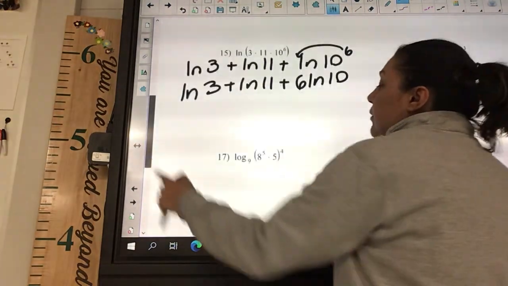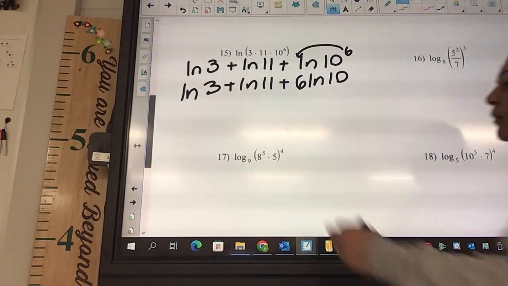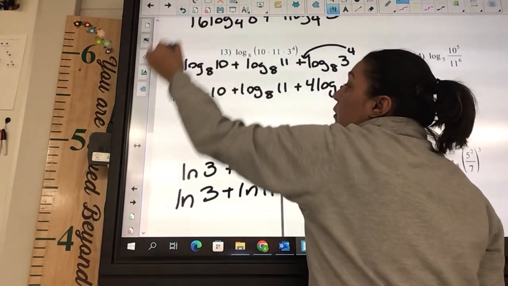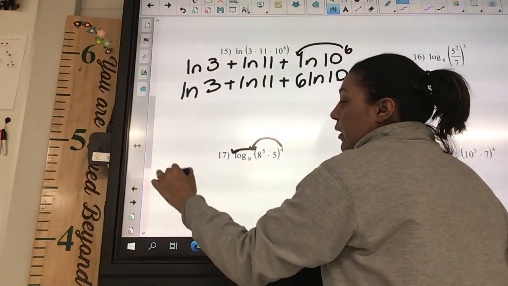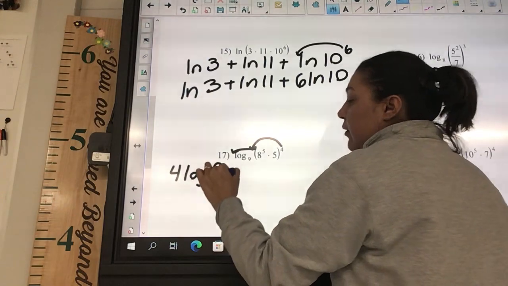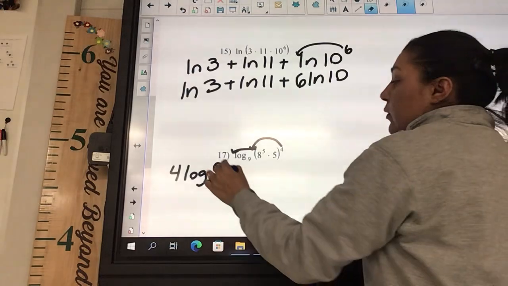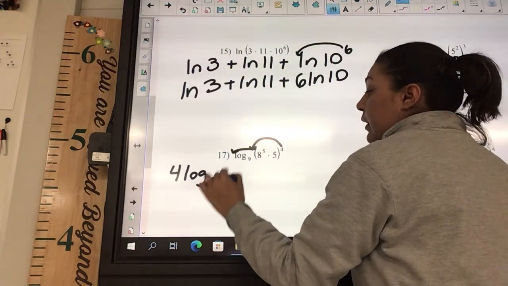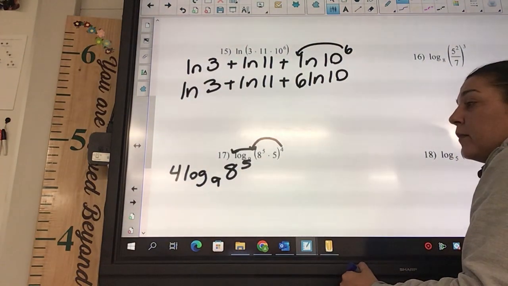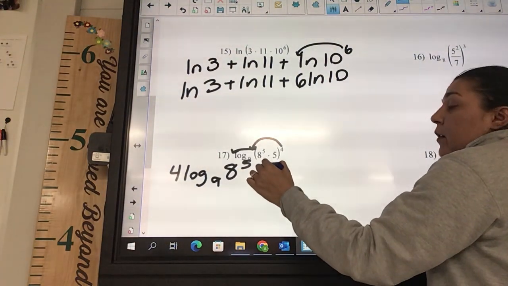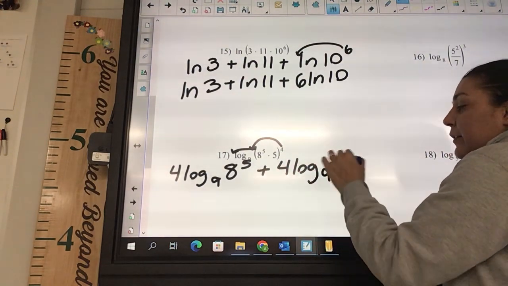Okay, look at 17. What needs done first? The 4 needs to be moved to the front first. So it's going to look like 4 log 9. What's our first one? 8. 9, 8 to the 5th. And it's going to look like what? What's coming in between those? Plus. Plus log 9 of 5.